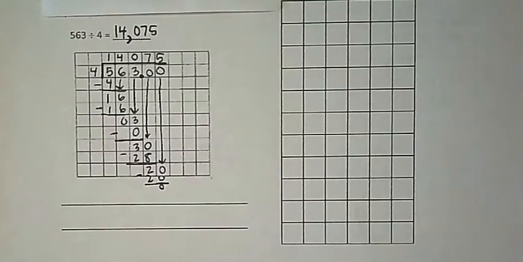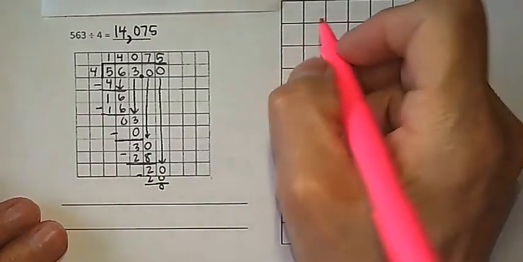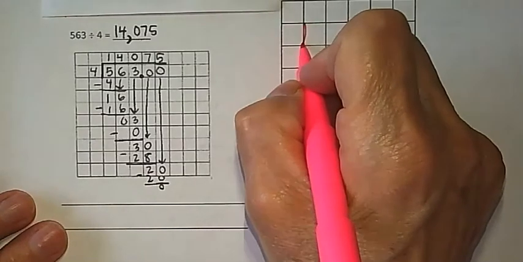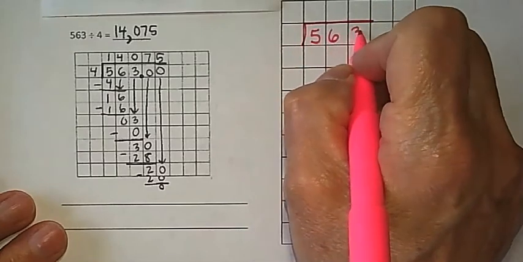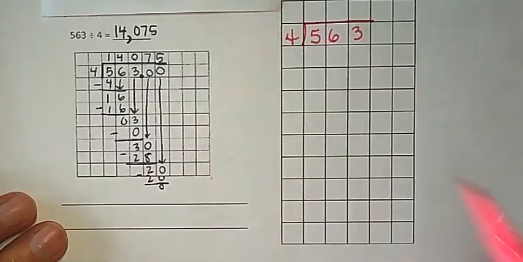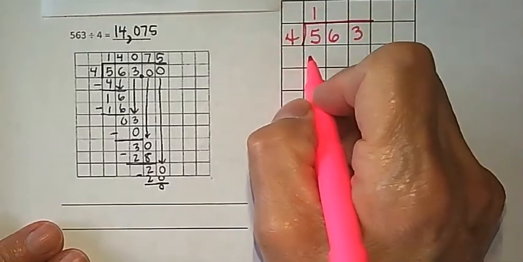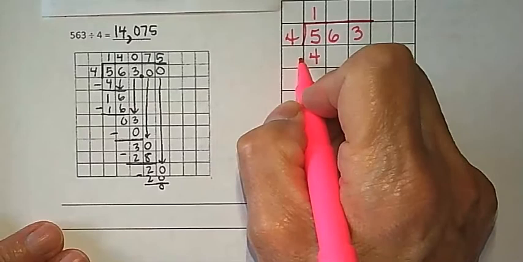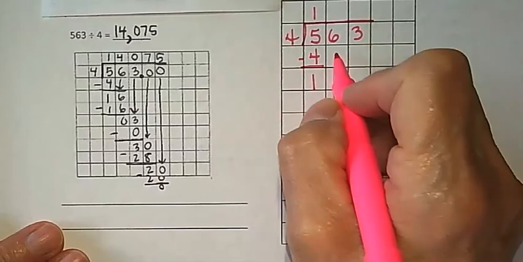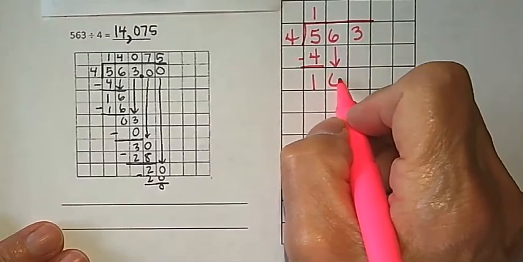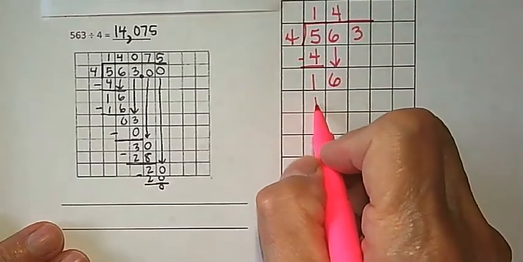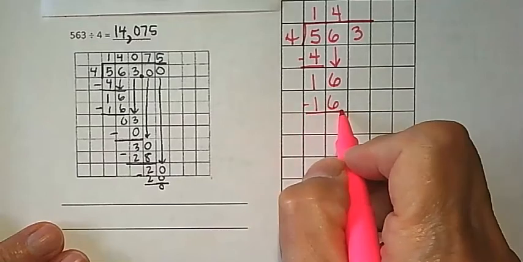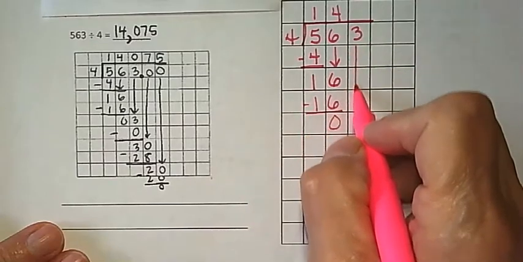Okay, our next problem is similar. We're supposed to find the error. So again, we're going to go ahead and do our division. So we have 563 divided by 4. 4 divides into 5 once. 1 times 4 is 4. Subtract and we get 1. Bring down our 6. 4 divides into 16 4 times. 4 times 4 is 16. Subtract, we have 0. Bring down our 3.